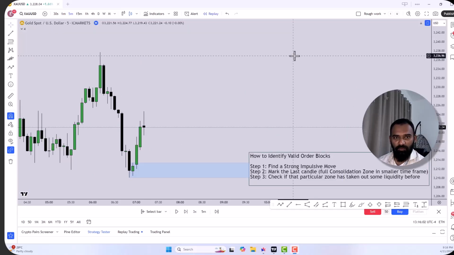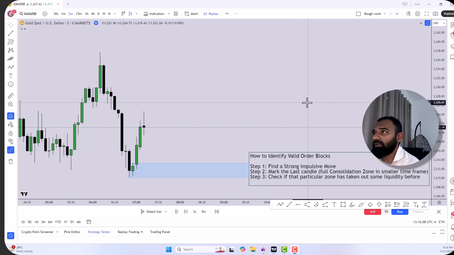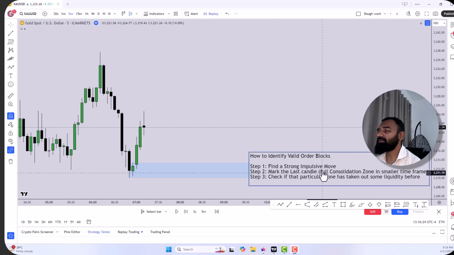Now let us talk about how to spot a high probability order block. So I have a very simple 3-step solution to this. Find an impulse move, mark the last candle, check if that particular zone has taken out some liquidity before. So these are my 3 steps. Let me explain how I do it.